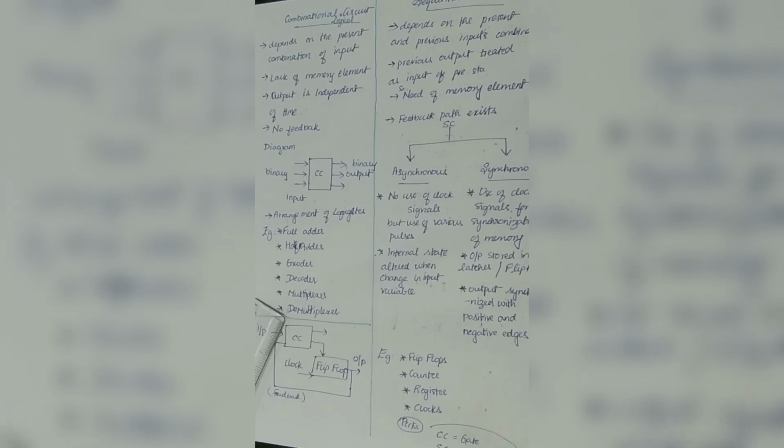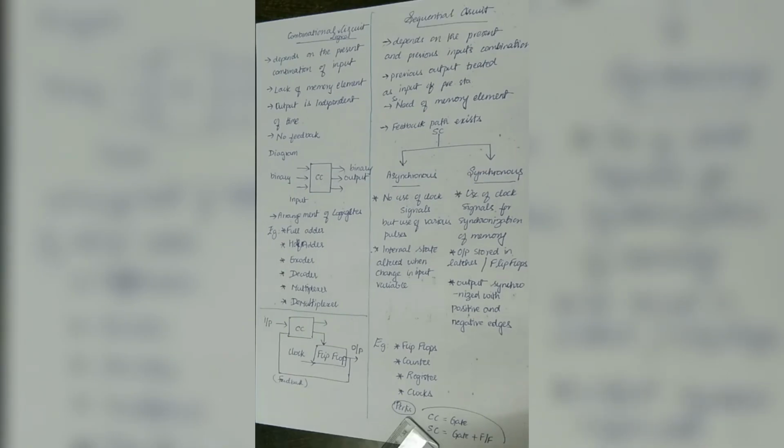A few examples of combinational circuits are full adder, half adder, decoder, encoder, multiplexer and demultiplexer. In case of sequential circuit, a few examples are flip-flops, counter, registers and clock. We can remember that combinational circuit is a combination of logic gates and sequential circuit is a combination of logic gates along with the memory element, for example flip-flop.